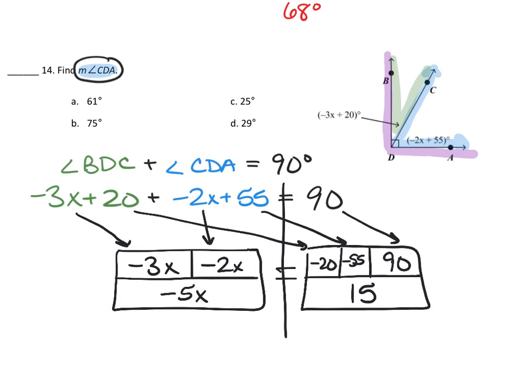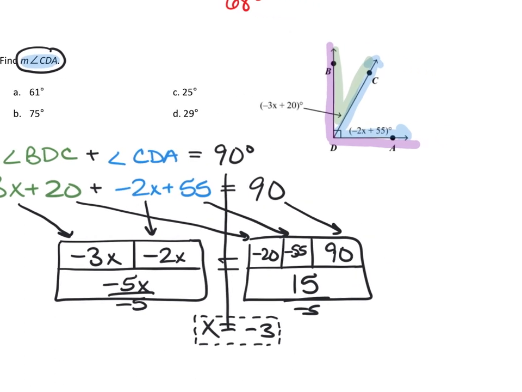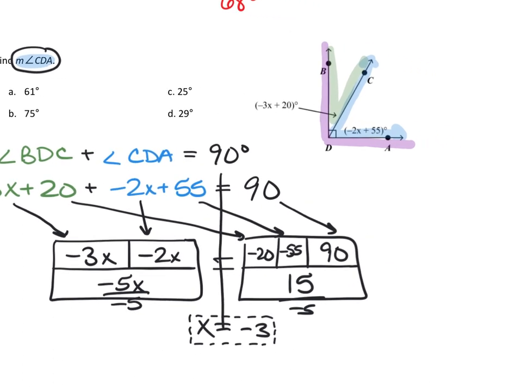Now you divide by whatever number is in front of x, including the sign. So I am going to divide by negative 5 on both sides. So x would be negative 3, which feels weird because you're like, ooh, distance can't be negative. You're right, kind of weird. But if we plug it in the formula, because remember, that's not the answer. We want to know what angle CDA is.